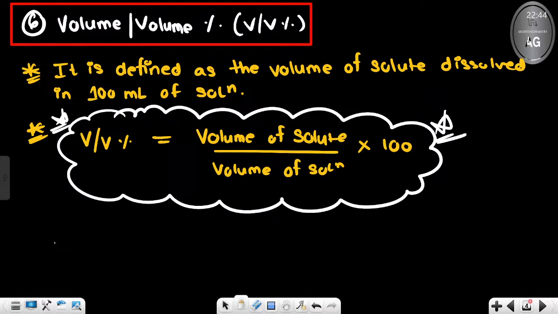Clear with this? Clear? Clear? Volume by volume percent.